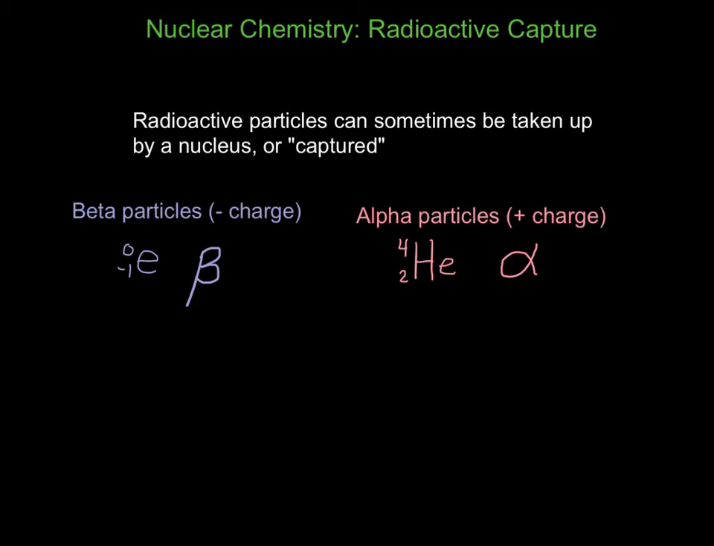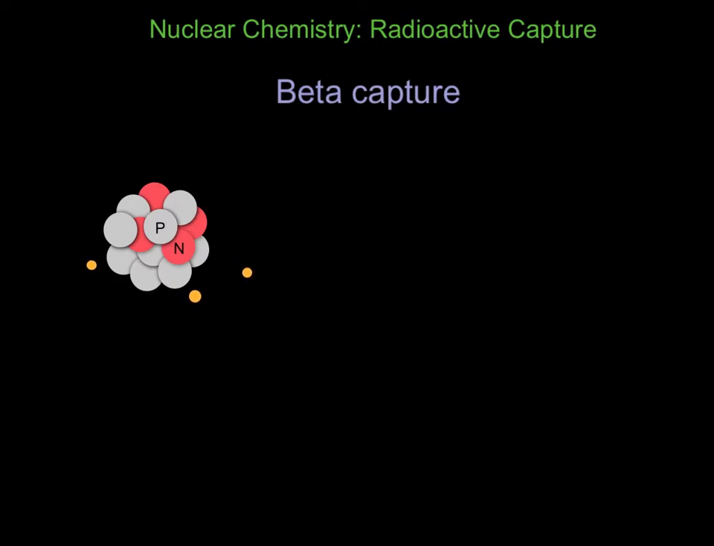Our gamma rays are never going to be captured. They're only going to be emitted during radioactive decay. So the first type of capture we're going to look at is beta capture. And in beta capture, we have an atom with a nucleus with too many protons and not enough neutrons.